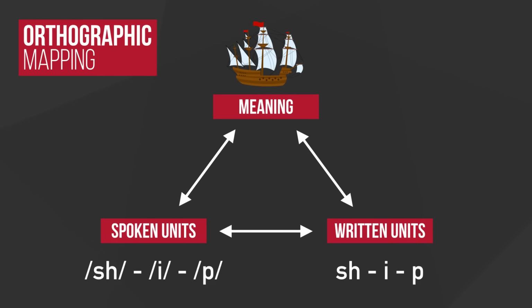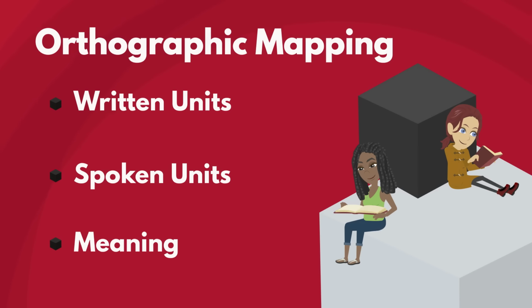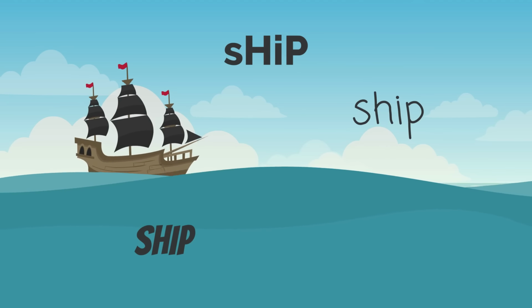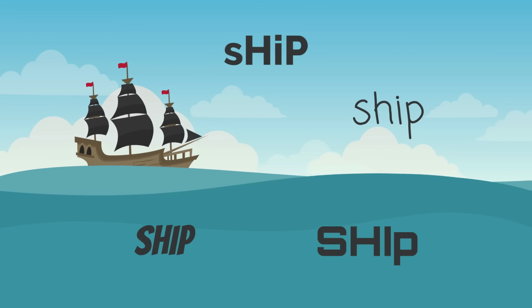Orthographic mapping occurs when readers form connections between written units, spoken units, and meaning. Through orthographic mapping, these three things, written units, spoken units, and meaning, are bonded together. Many individuals only need to decode a word a handful of times before the three elements are bonded. After that point, the sight of the word automatically activates the pronunciation and meaning of the word. The reader will then recognize the word instantaneously regardless of the shape or size of the word.